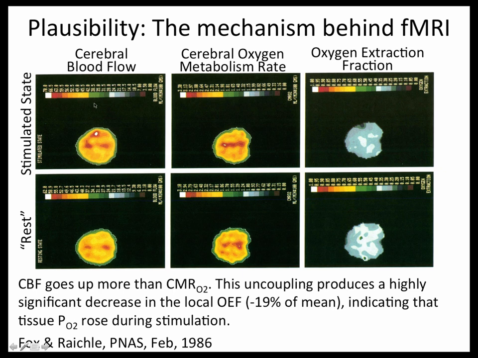So this is a PET study. We have the amount that cerebral blood flow changes during a task versus rest. We have the amount that cerebral oxygen metabolism changes during a task and rest. And we have essentially the division of those two, which is the oxygen extraction fraction. So what you can see is you actually get more oxygen extracted. Is that more? Am I doing this backwards?